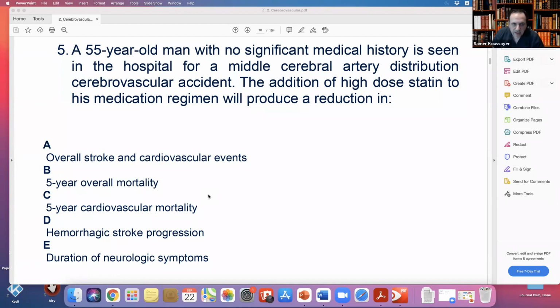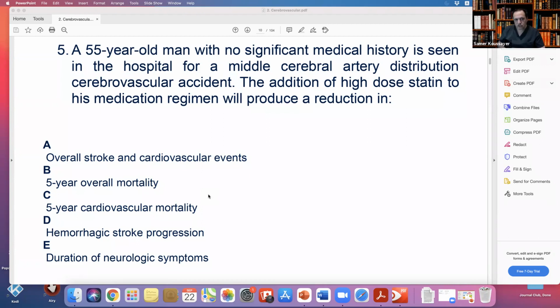They looked at that, and they found it decreased overall stroke and cardiovascular events. With this question you just have to know the trial. They found both, not only the stroke. If you add statin, it decreases the stroke and the cardiovascular events. Five-year mortality is no different if you add statin. They found it's no different. Cardiovascular mortality was no different also.